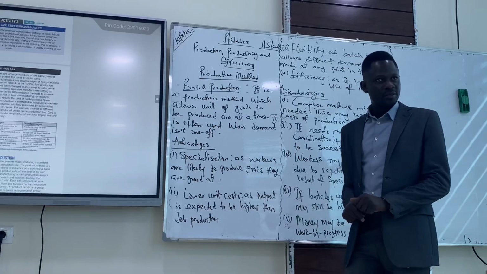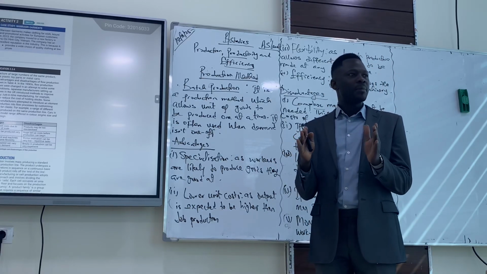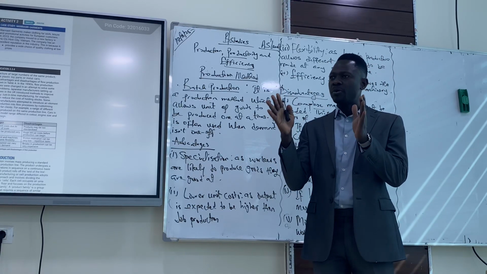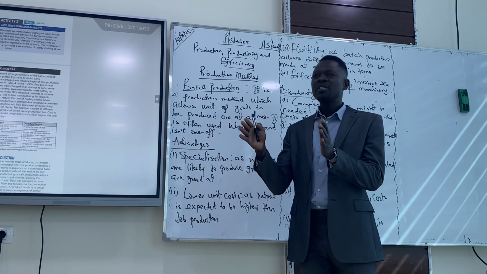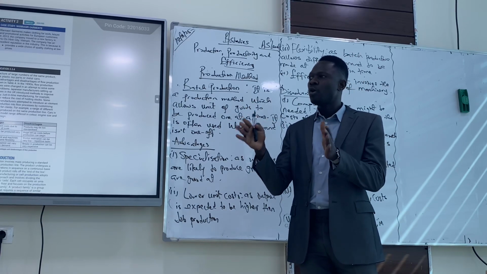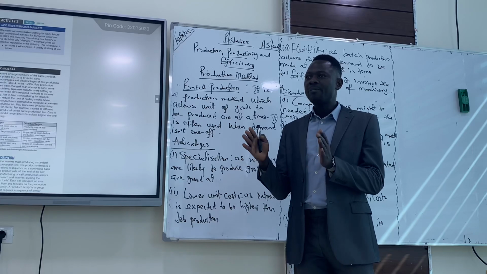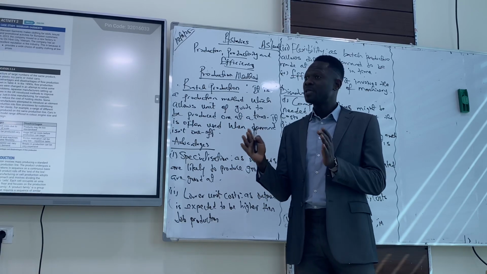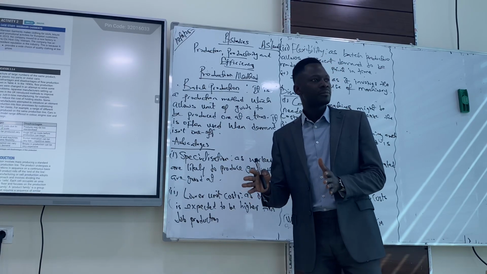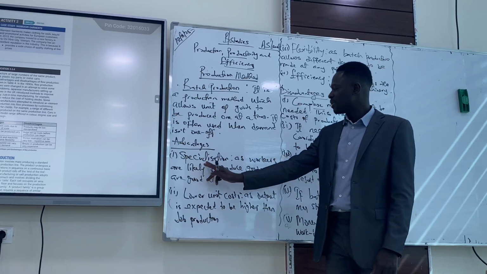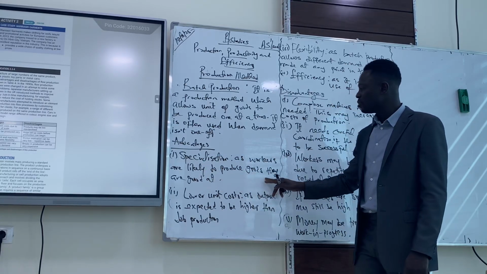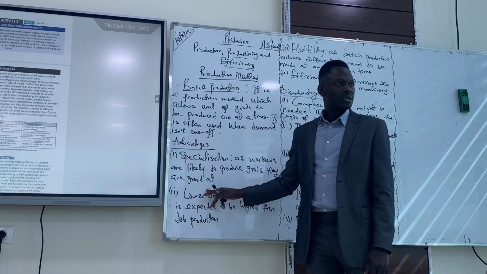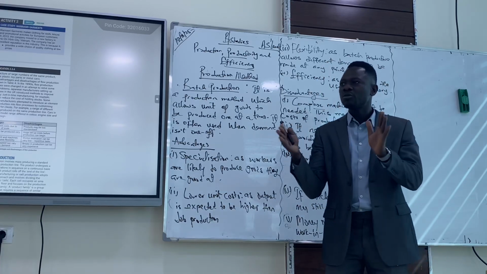One, specialization. Because it's about producing specific products at a time, it means you need people who know how to produce such products. And that brings about specialization. And when there's specialization, it brings about efficiency. So the first advantage I wrote is specialization, as workers are likely to produce goods they are good at. So you're going to employ workers that know how to do that job.